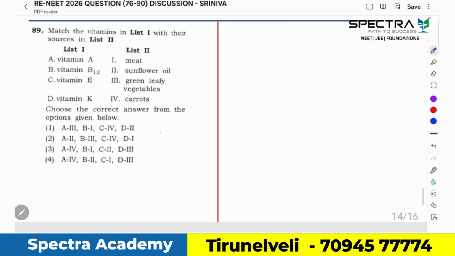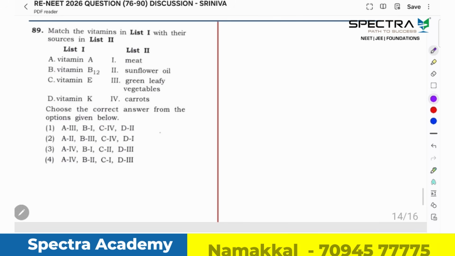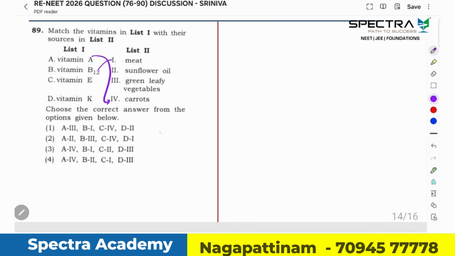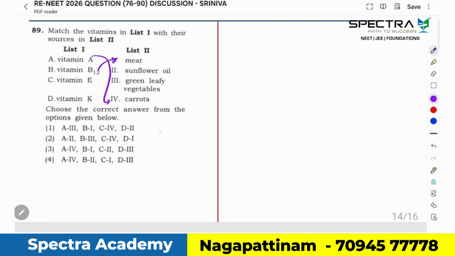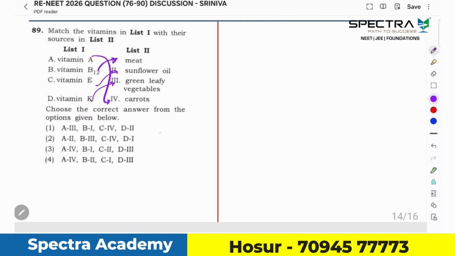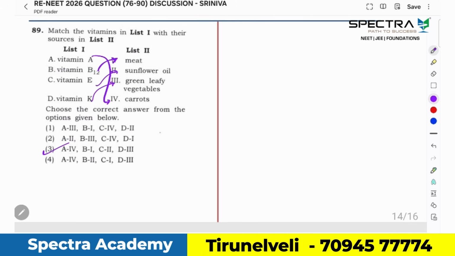Next one, 89. Sources, they have given a different question. Vitamin A, carrot. Vitamin B12 is meat, remember. Vitamin E is sunflower oil, and vitamin K is green leafy vegetables. So the answer for 89 is option 3.